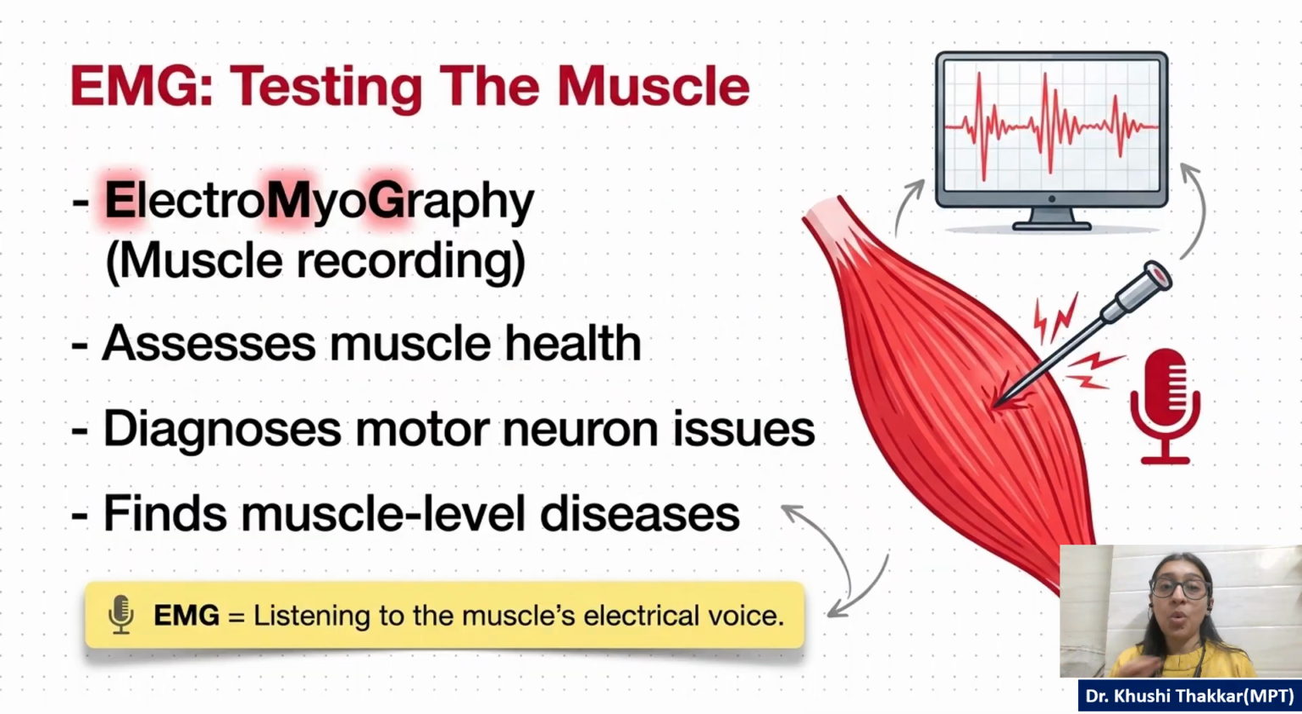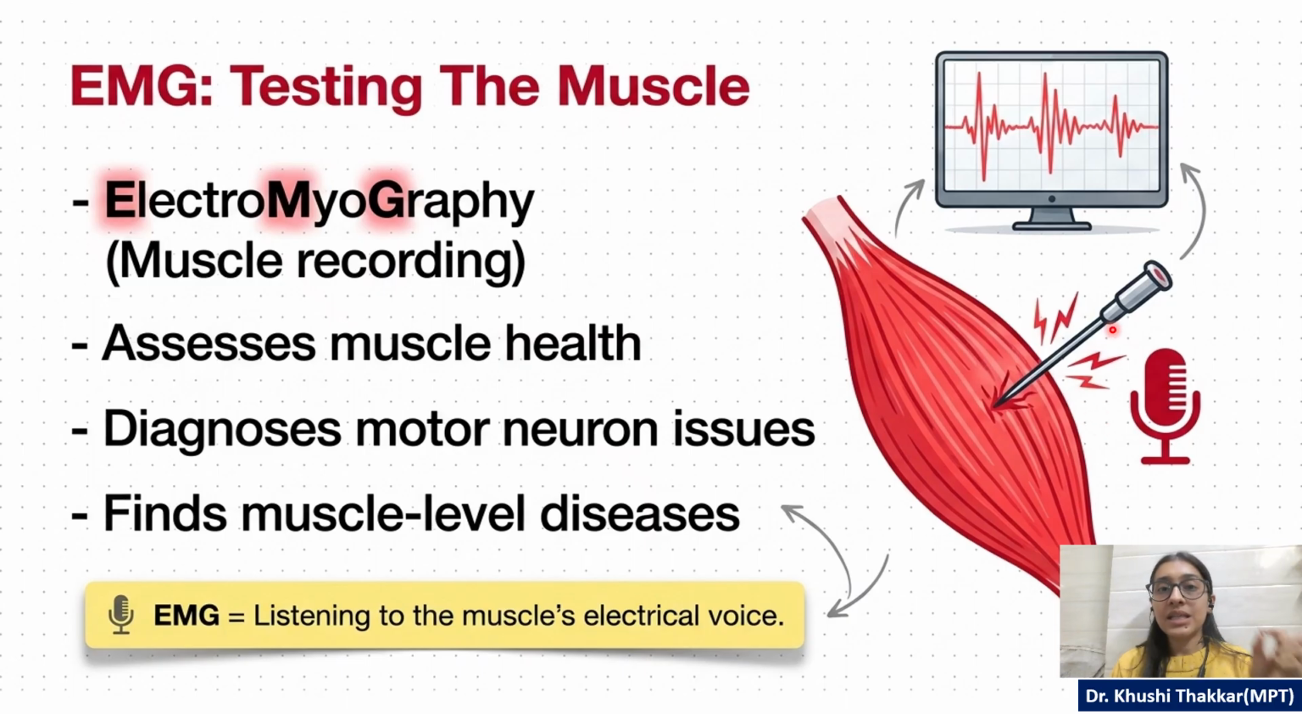EMG, EMG. What is this EMG? So it is basically testing the muscle. Okay, so EMG stands for electromyography. This is muscle recording. So basically it helps us assess the muscle health. It diagnoses motor neuron issues and it finds muscle level diseases.